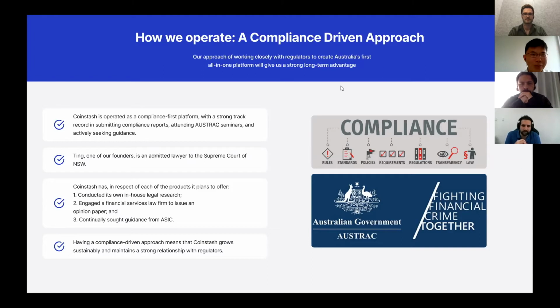At Coinstash, we operate a compliance-driven approach. What do we mean by that? We believe in running a sustainable business, and we have always adopted that approach. Just to give everyone a bit of background, we have been registered with Austrac as a digital currency exchange provider as early as April 2018, when that registration first became available.